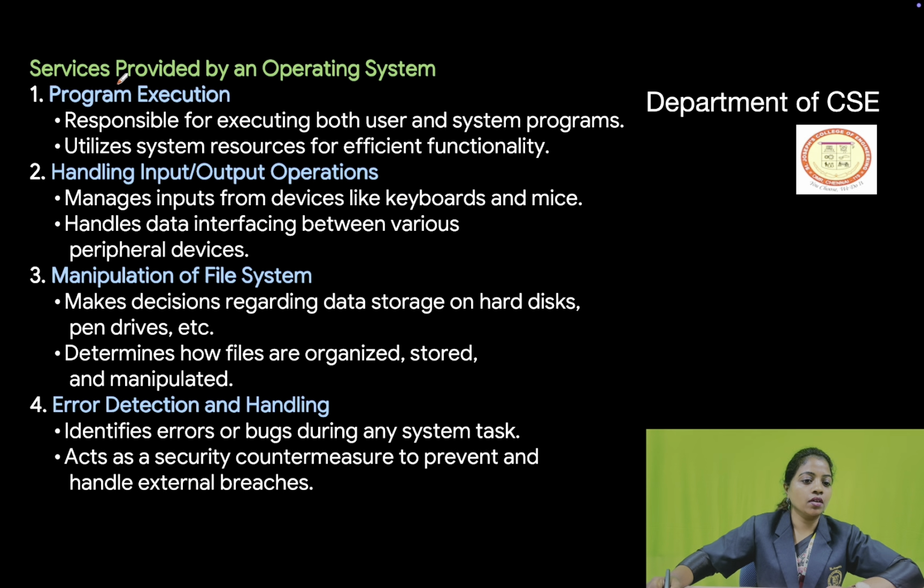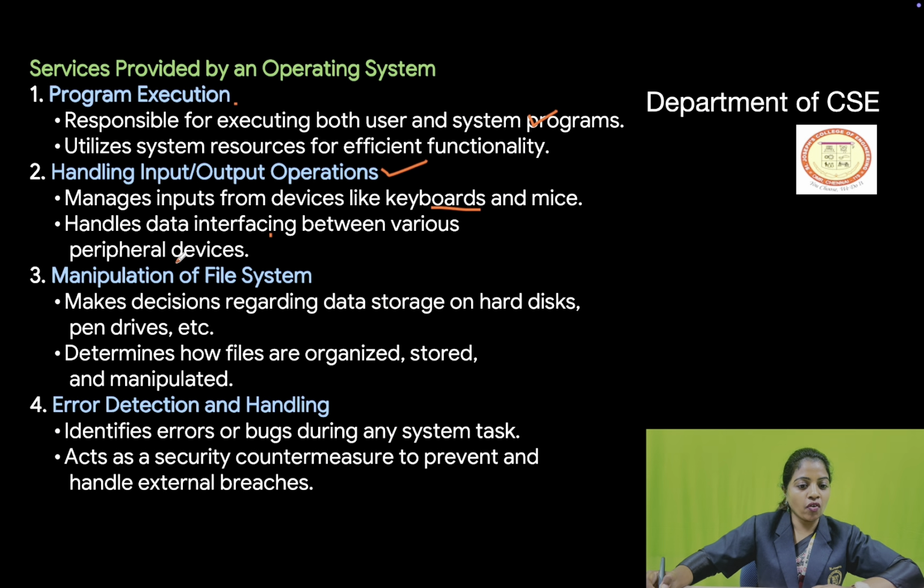Okay, one by one. So first one is program execution. Here, program execution is responsible for executing both user and system programs. Next is handling IO operations. It manages the input from devices like keyboards and mouse and handles data interfacing between various peripheral devices.